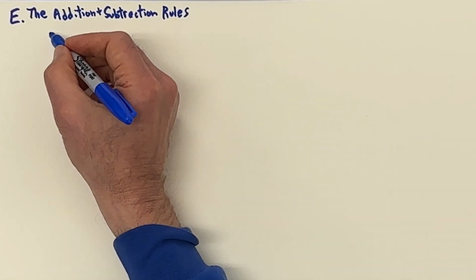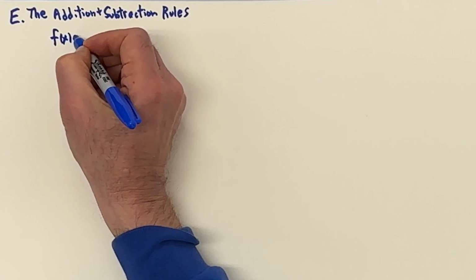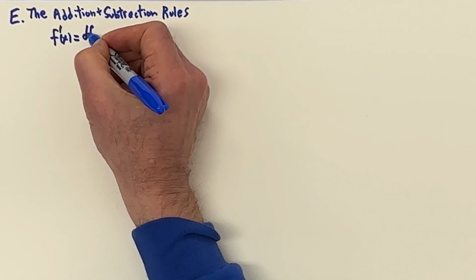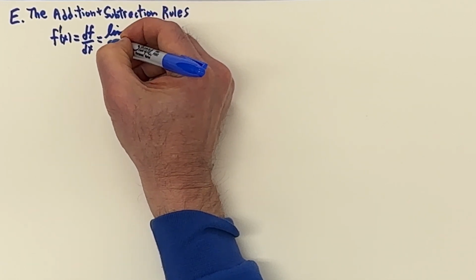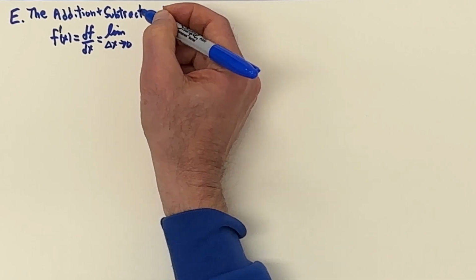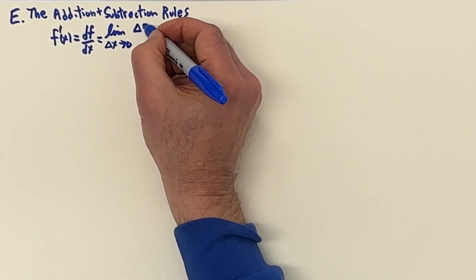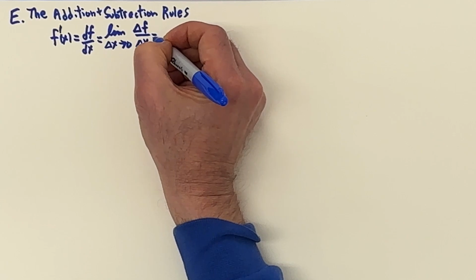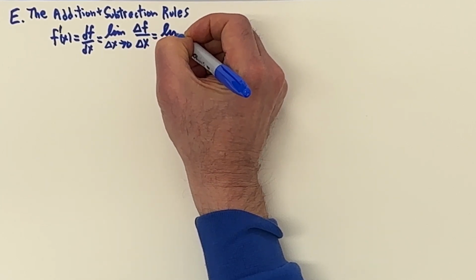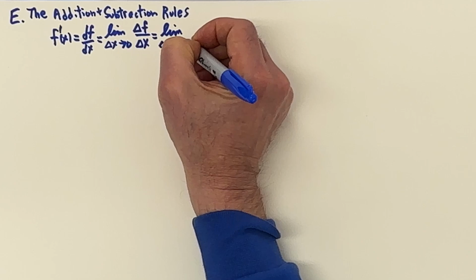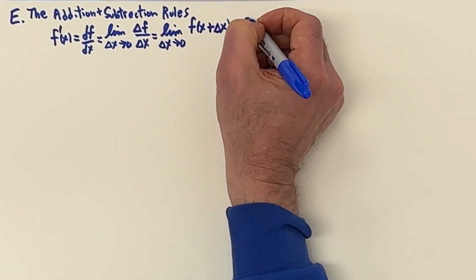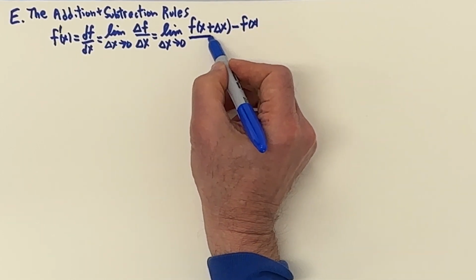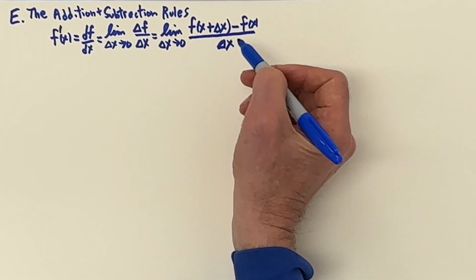So let's remind ourselves what the general formula is for a derivative. f prime of x, or df/dx, is going to be the limit as delta x goes to 0 of delta f over delta x. We can write that out as the limit as delta x goes to 0 of f of x plus delta x minus f of x, divided by delta x.